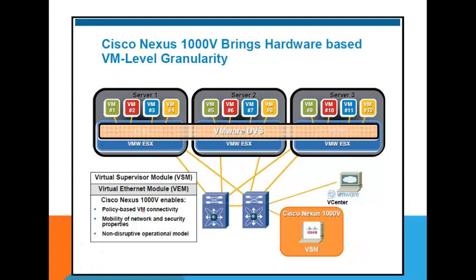So policy-based VM connectivity, and mobility of network, as we already know, as we move, the policy never gets lost. And non-disruptive operational model. I remember we were discussing this yesterday, and you asked me a question also. We can have one or two VSMs so that if one goes down, we have another to back up. But non-disruptive here means that even if you have one VSM and the VSM goes down, it won't really disturb the traffic flow.